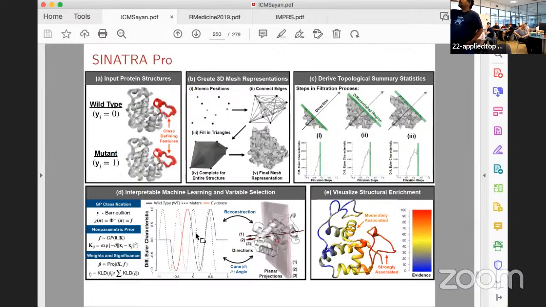So what do we do? You have these input protein structures, and then we create a 3D mesh representation. Fill it out, really like you're doing something a little bit like persistence. And then we sweep through it and collect these topological summaries. Now, if you notice here, we don't use the same type of Euler characteristic transform. We use a slightly different transform because in the case of the protein structure, things are not always so smooth. You have jumps, right? So again, you have to think about what is the variation you're doing.